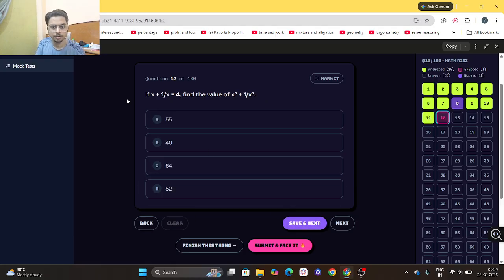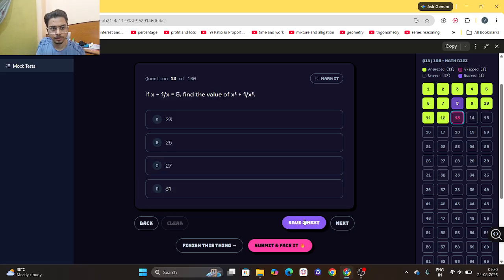Next. Simple. X plus 1 by x is equal to 4. So x plus 1 by x whole cube: x cube plus 1 by x cube plus 3 in bracket x plus 1 by x is equal to 64. X cube plus 1 by x cube plus 3 into 4. 64. So 64 minus 12, 52.